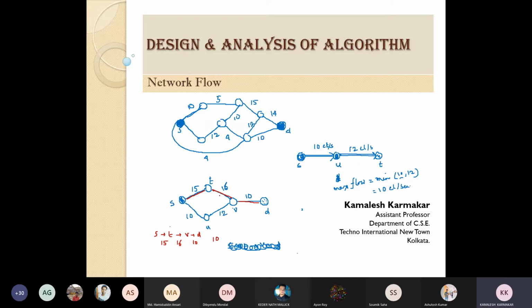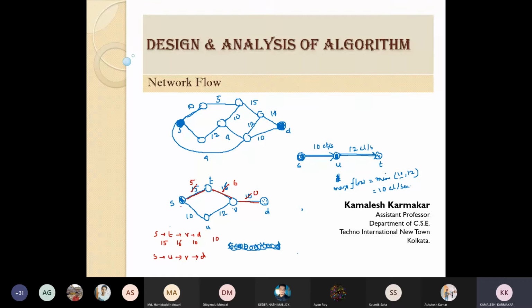After 10 units of data transmission or water flow, what will be the remaining capacity of these links? Remaining capacity of the link will be 5, then 6, and 0, because its capacity is 10 units and 10 units have already been forwarded from V to D. Is there any other path from S to D? There is another path, S, U, V, D.